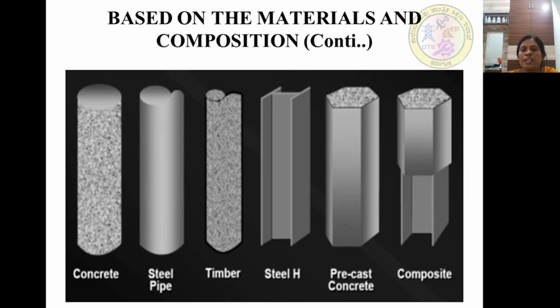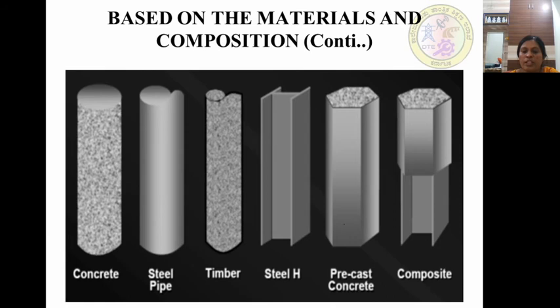The length can be increased easily. Then there are composite piles, which means they are made up of a combination of concrete, steel, and timber. For example, the portion of a timber pile above the groundwater level is likely to suffer from decay due to termites or other decay problems, so it is replaced by concrete.